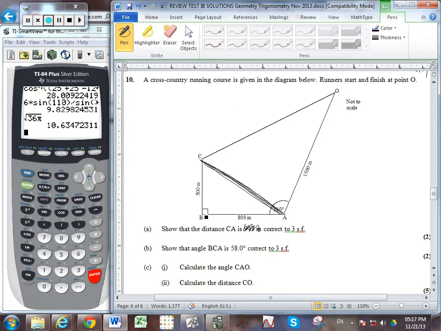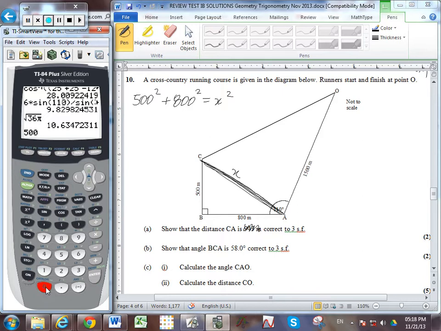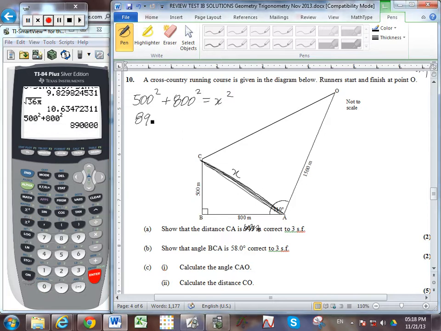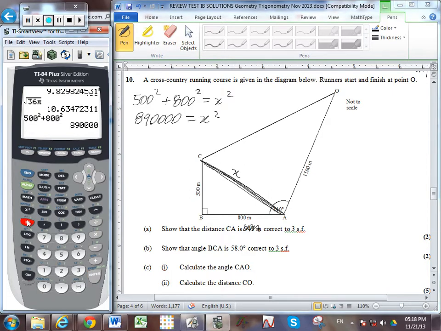Well, we're lucky because we've got a right triangle, and two of the sides in that right triangle have been given. So when we have a right triangle, we know that we can use either Pythagoras or SOHCAHTOA. In this case, we'll use Pythagoras. So 500 squared plus 800 squared equals x squared. 500 squared plus 800 squared equals big number. 890,000 is x squared, and let's take the square root of both sides then.